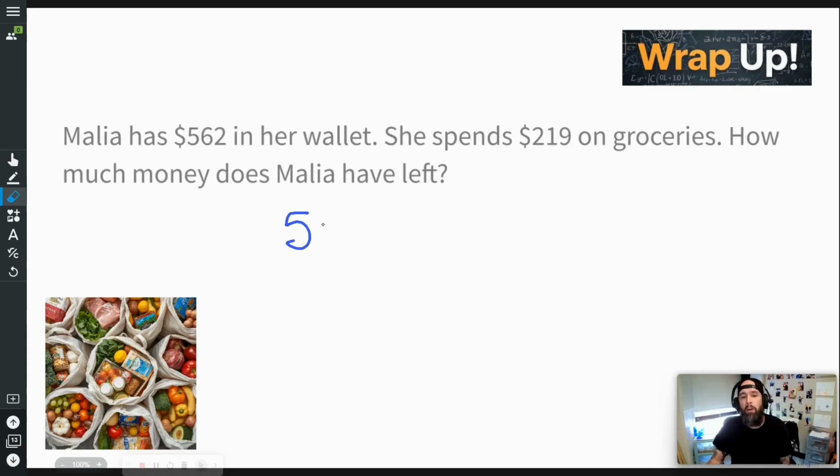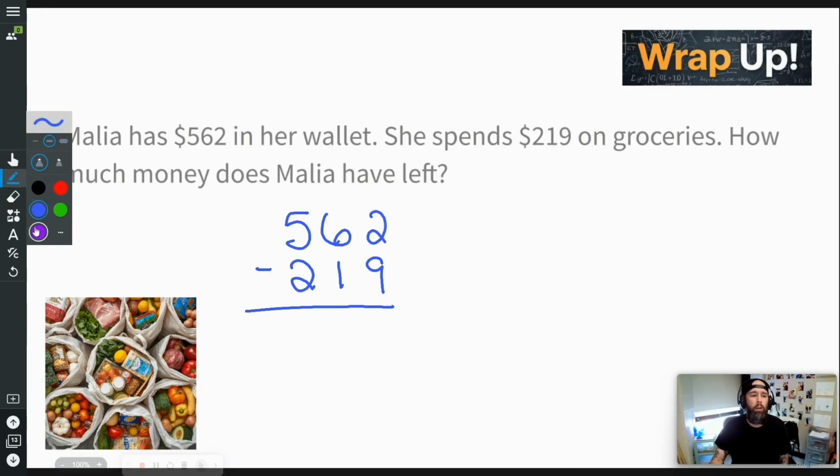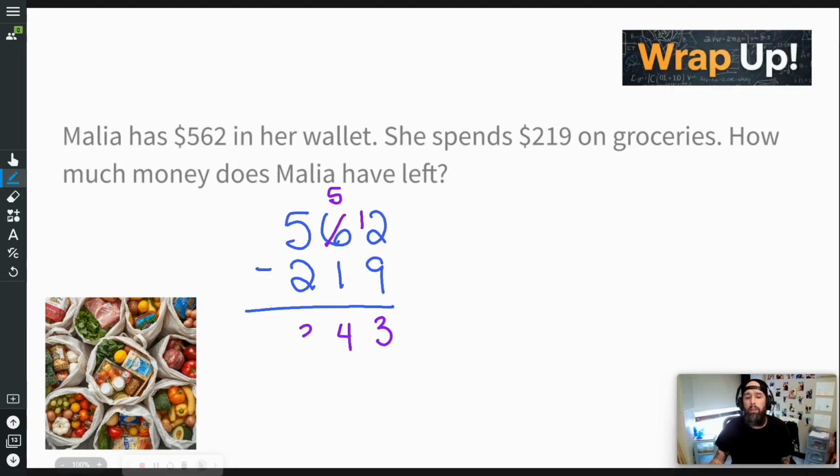So set up 562 minus 219. Everything else just lines up nicely. We don't have to worry about stacking everything to the right. And we just do the problem. Go all the way to the right. 2 minus 9 can't do it. Let's borrow 1 from 6 and make you a 5. 12 minus 9 is 3. 5 minus 1 is 4. And 5 minus 2 is 3.